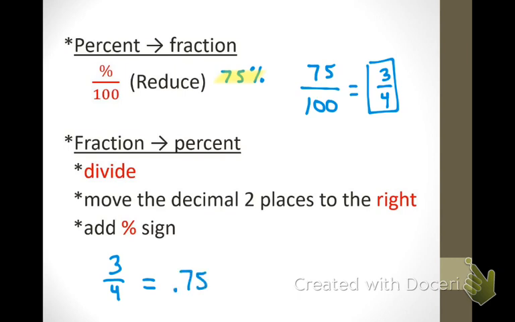Now the next part it tells us right here is to move the decimal 2 places to the right. If I were to move this 2 places to the right, my decimal point now is going to be right here at the end. So what's this new number that I have right here? 75. And then the last part says all you have to do is just add the percent sign. So that tells you that 3/4 is the same thing as 75%.